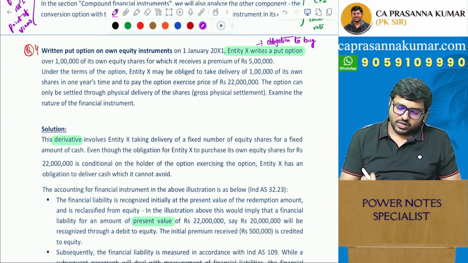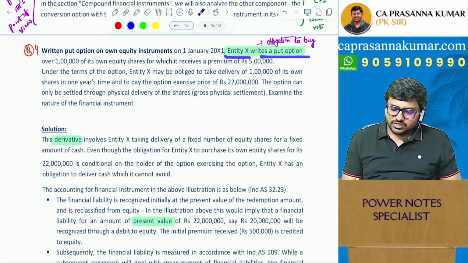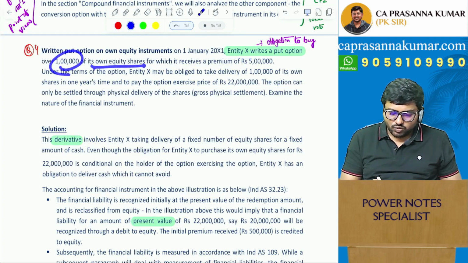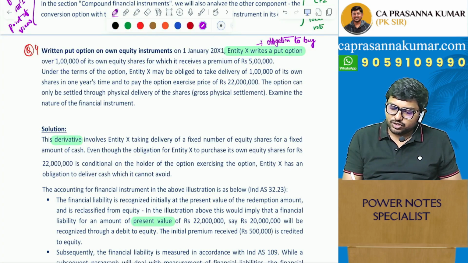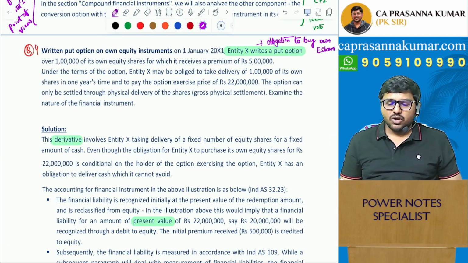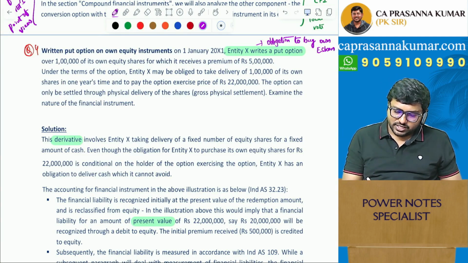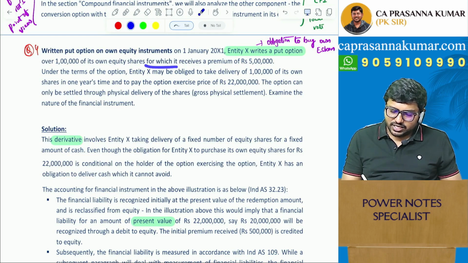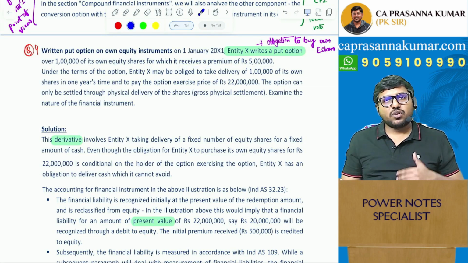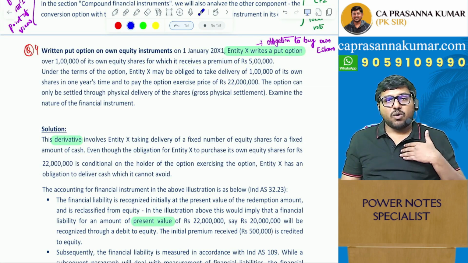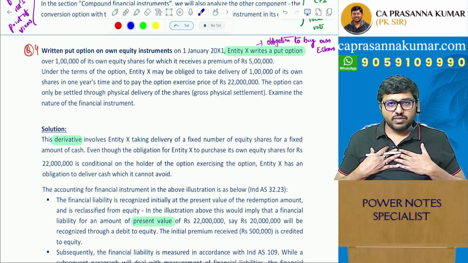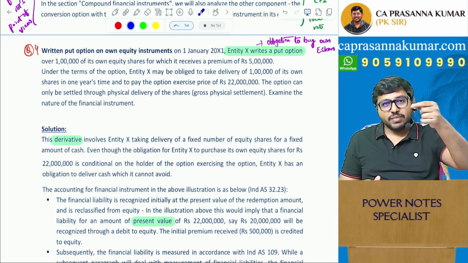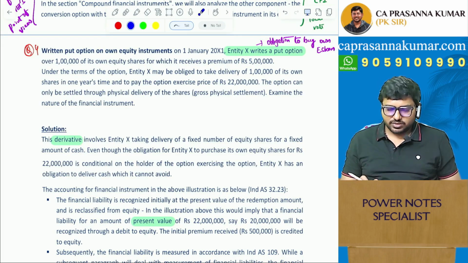Okay. So entity X has written a put option over 1 lakh of its own equity shares. So it has got an obligation to buy own equity shares. Fine. For which it receives a premium of 5 lakhs. Okay. Why is it receiving a premium of 5 lakhs? Because you're an option seller. When you're an option seller, you will receive premium money. If you're an option buyer, you will pay the premium money. We have seen all these concepts, right?